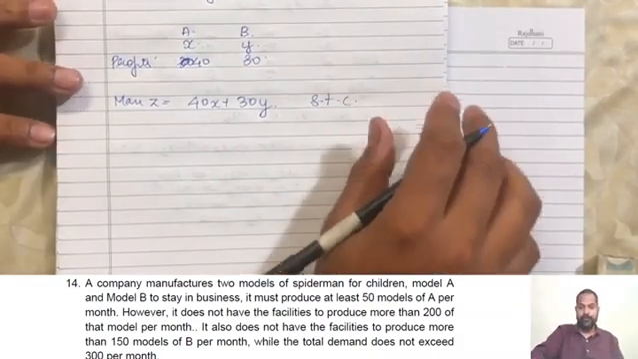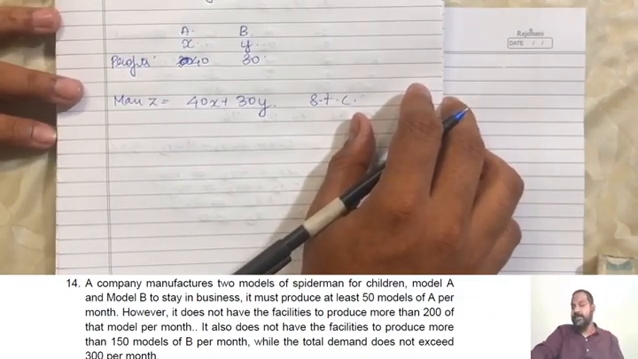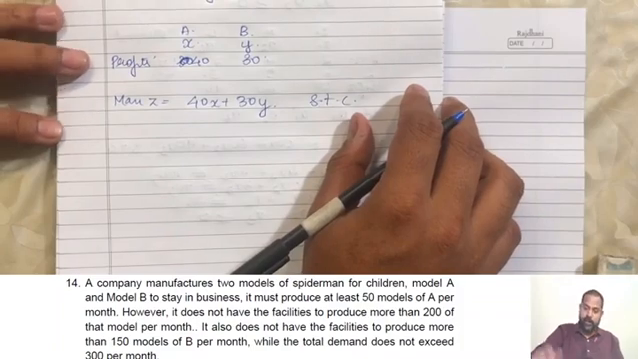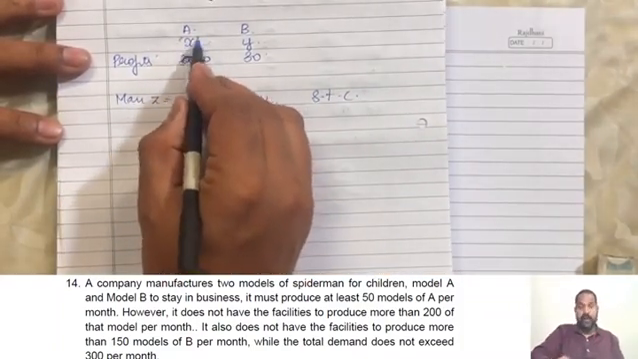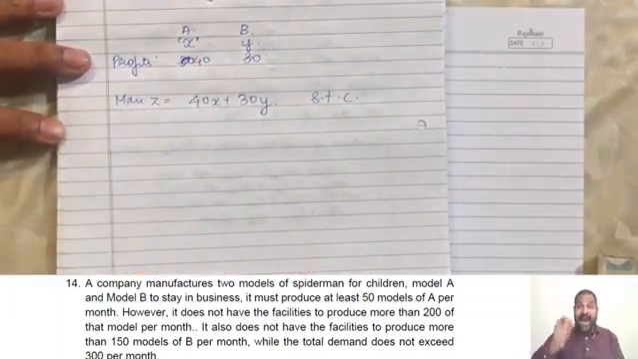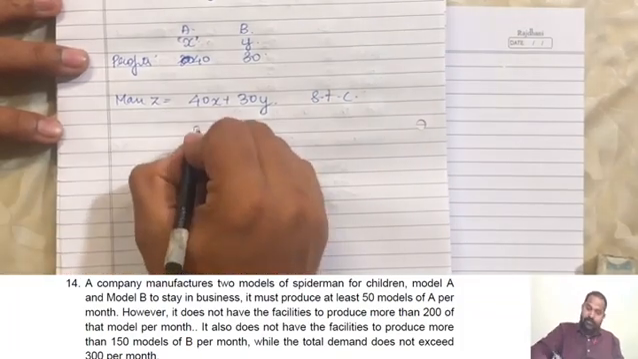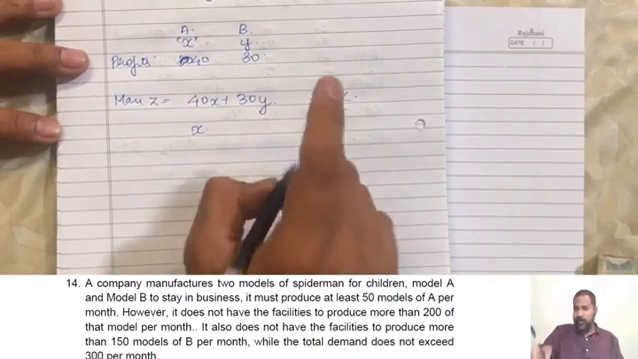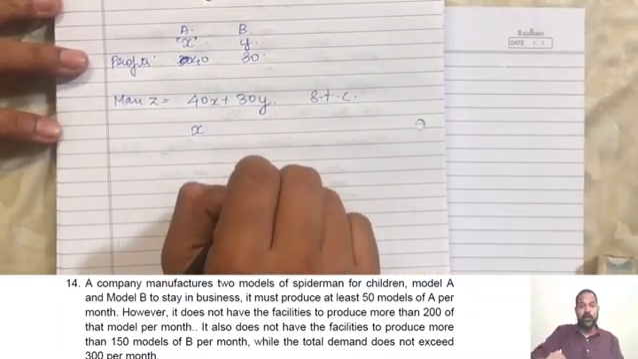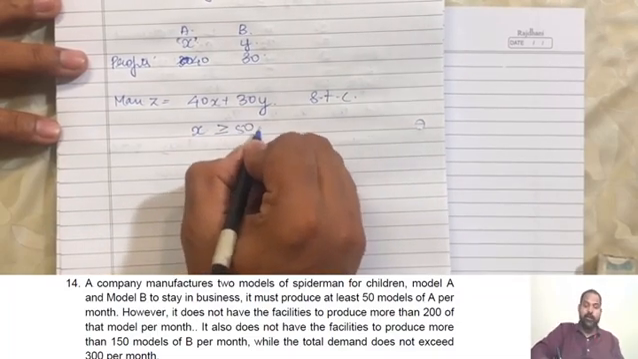Constraint number 1. To stay in business, it must produce at least 50 models of A. So how many models of A are you assuming? I am assuming X. Then this X should be at least 50, meaning more than 50 is allowed, less than 50 is not allowed. So this X should be greater than or equal to 50.